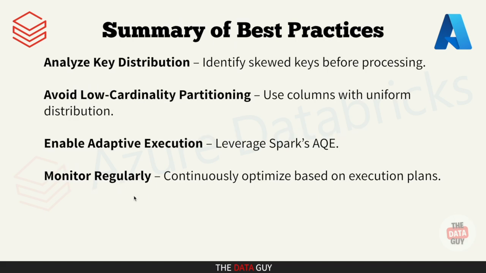Now, a summary of the best practices: analyze the key distribution, use distinct counts and distribution histograms to identify skewed keys, avoid low cardinality partition columns, choose partition keys with a uniform distribution, and enable AQE, adaptive query execution, in Spark. Monitor regularly. Regularly review job execution plans to identify and address new key issues.